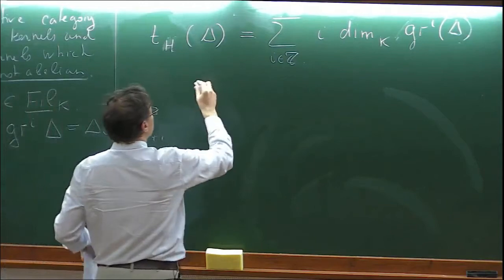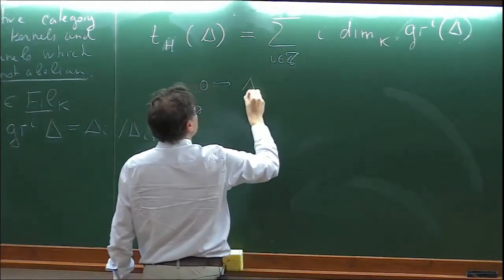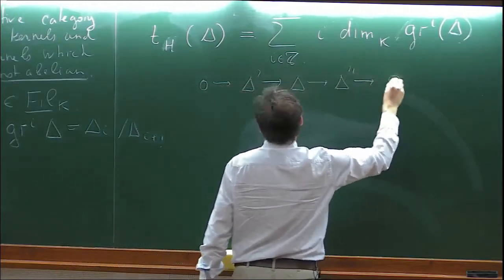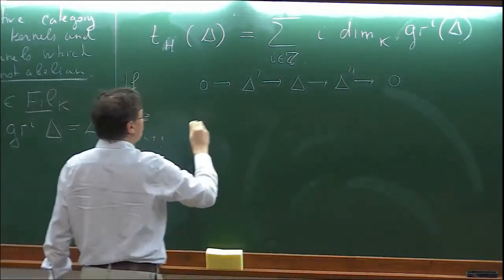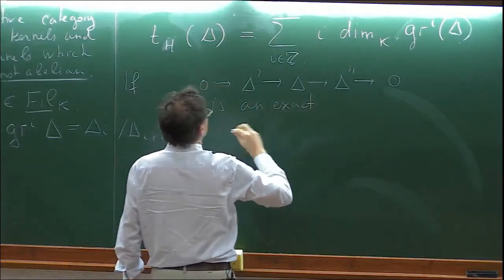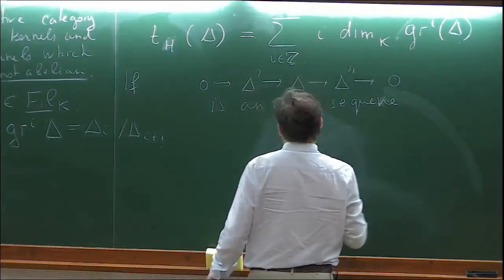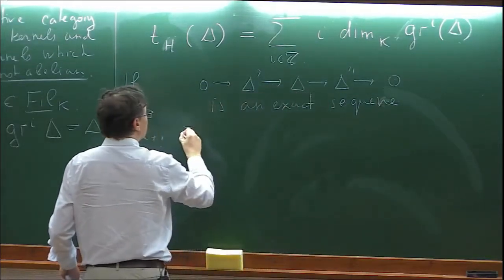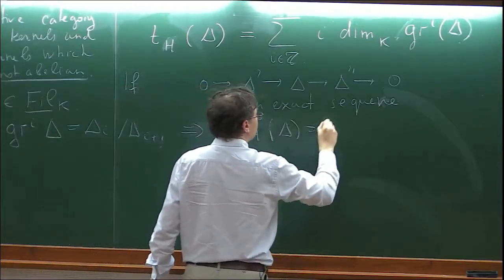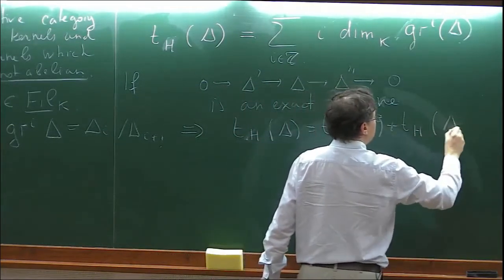And this assignment is additive. So if you have an exact sequence, then Hodge of Δ is Hodge of Δ' plus Hodge of Δ''.